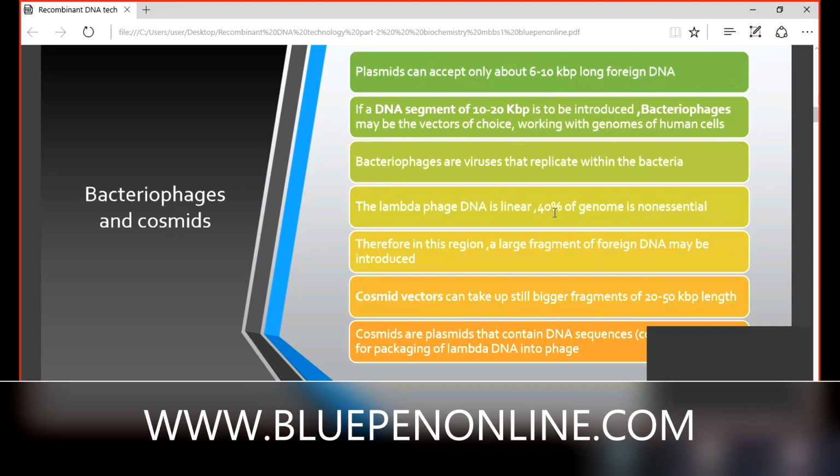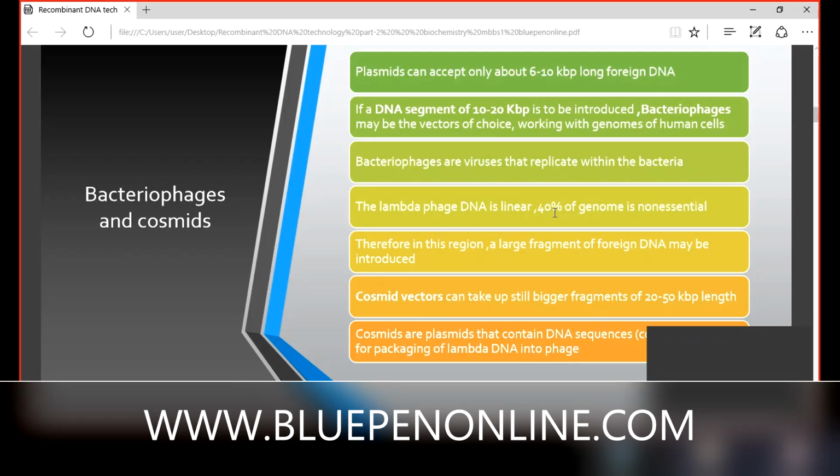What is the importance of bacteriophage, when does it come into action? When the DNA is more than 6 to 10 kilobase pairs, the plasmids cannot be used. At that time bacteriophages are used, up to 10 to 20 kilobase pairs. Up to 20 kilobase pairs we can use bacteriophages. What is the definition of bacteriophage? They are viruses that infect bacteria and can replicate within the bacteria. For example, lambda phage.